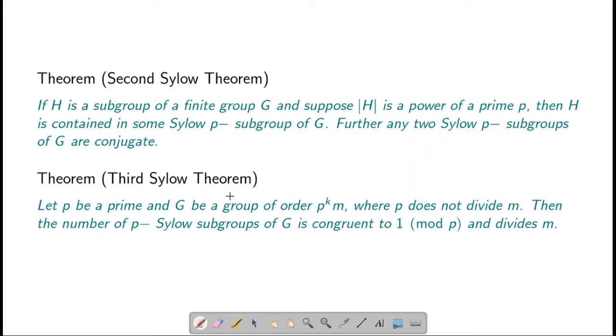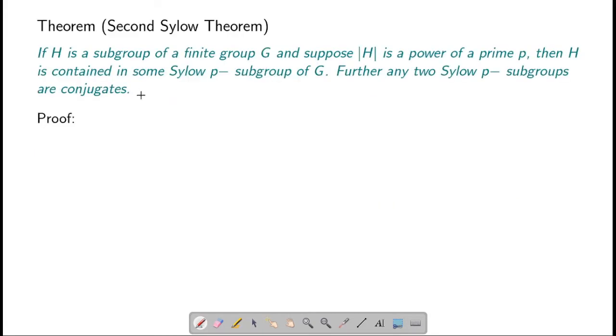Now I would like to make one statement which is written in Fraleigh: do not underestimate a theorem that counts something. This is nice to keep in mind. These theorems are very important when it comes to your NET papers or just your understanding of the subject. Okay, so let's go on to the proof of the second Sylow theorem.